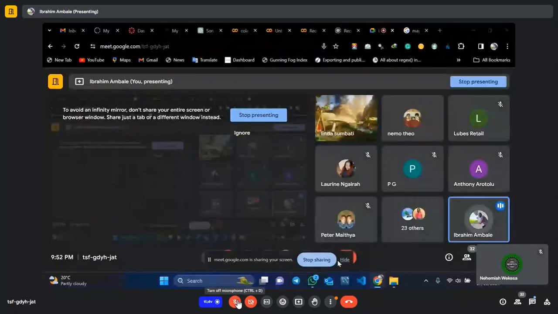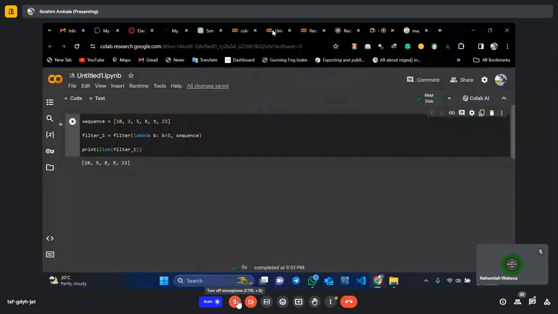You guys can see my screen? Yes, we can. Okay, let me go to where I pasted that in Google Colab. You can see that's the function, and it has worked. Is that the answer you're saying? Yeah, because it's checking and picking values greater than 3. So you see it eliminates 3 and picks 10, 5, 8, 9, 25. That's how it's supposed to work. Yeah, so the answer is correct.